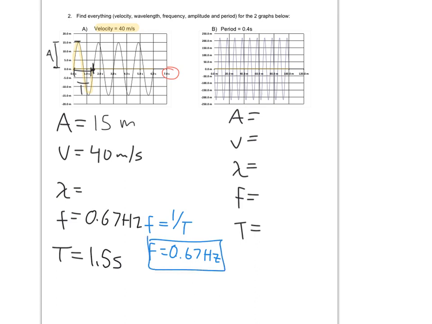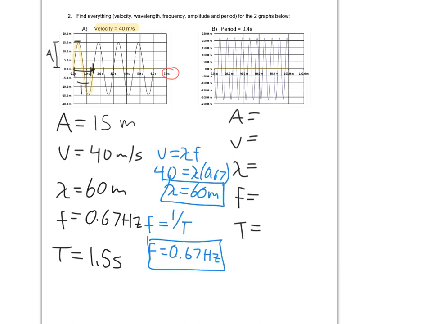The other thing we can find using our other equation is the wavelength. So we can say velocity is just wavelength times frequency. We know our velocity is 40. Our frequency we just found to be that 0.67. So when we go to solve for our wavelength, we get that the wavelength here is going to be 60 meters. And so there we have our chart with all of that information.